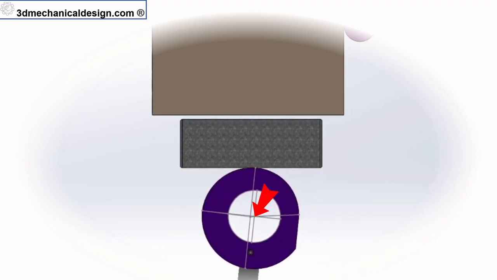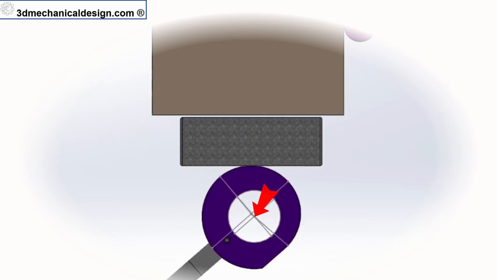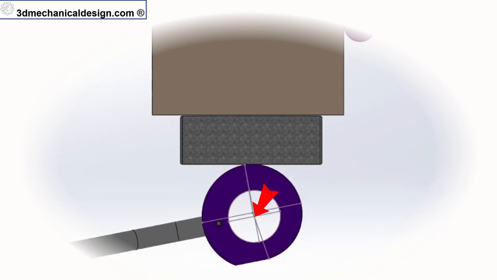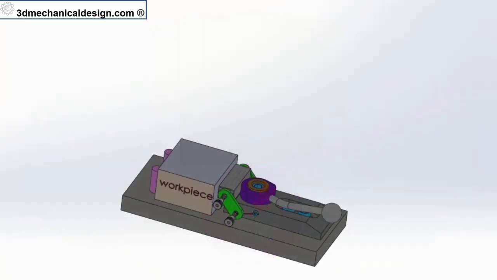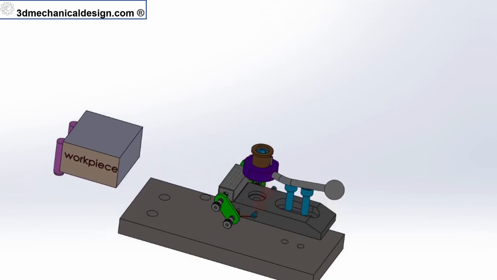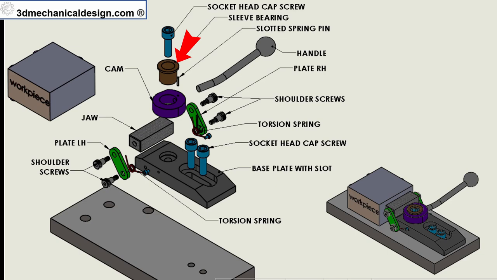So, cams apply the clamping force on the jaw, holding a workpiece. With eccentric cams, special care must be exercised to keep the cam locked during the clamping cycle. Let's look at the main parts of our clamp: sleeve bearing, handle, cam, jaw, plate left hand and plate right hand, shoulder screws both sides, torsion spring both sides, base plate with slot, and two mounting screws.